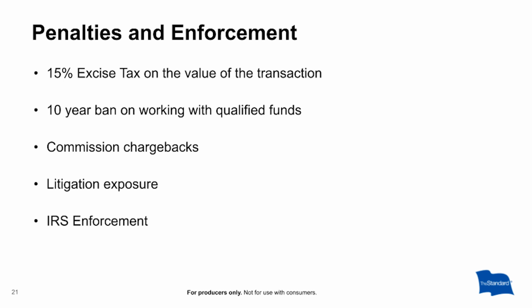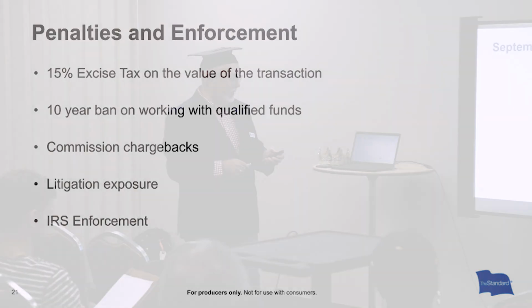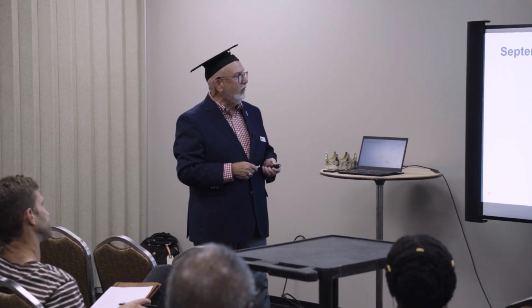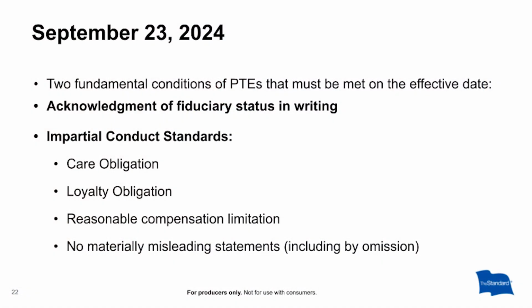So that's important. So let's go over the dates again as we come to the last few minutes of our talk here. You're going to have 2 fundamental conditions that need to be met September 23rd, 2024. And that's the acknowledgement of fiduciary status in writing. We provided you with a copy of the disclosure, and most insurance carriers are going to make that available to you as we get closer to the implementation date. And then the impartial conduct standards, we'll review them again. This is the core tenets to being a fiduciary.